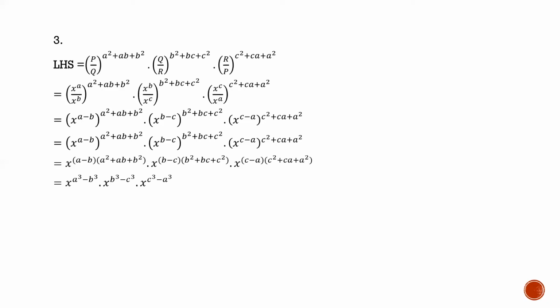Now applying the multiplication law of index, as we have similar x as base in all the three parts, x to the power a cube minus b cube plus b cube minus c cube plus c cube minus a cube. Here a cube can be cancelled by minus a cube, minus b cube can be cancelled by plus b cube, and minus c cube can be cancelled by plus c cube. So we will have x to the power 0, which equals 1, and that was our right hand side.